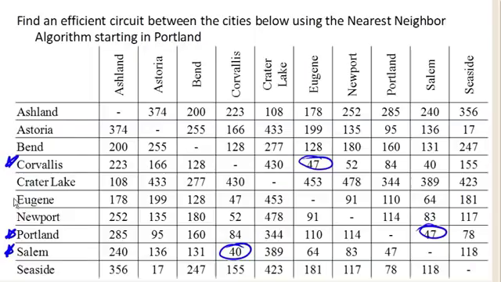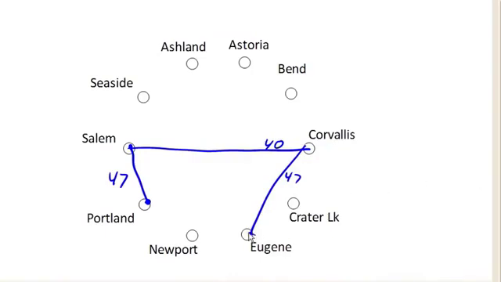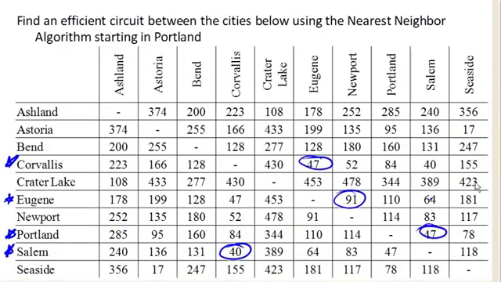From Eugene, I'd really love to go to Salem. Oh wait, we've already been to Salem, so no Salem. I'd really love to go to Newport. Great, Newport is our next cheapest. So from Eugene, we're going to go to Newport, which was 91 miles away.